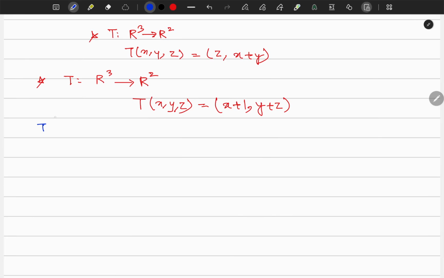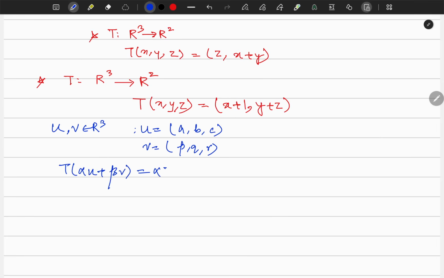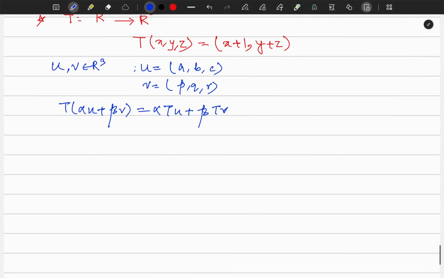T of, take the two elements u and v from the R3. So take u is equal to a, b, c or x1, y1, z1. It is your choice. v is equal to p, q, r. Okay, so that means T of u. Okay, alpha you need because your claim is T of alpha u plus beta v should be equal to alpha T of u plus beta T of v. This alpha and beta are the scalars. This may be 1, 2, whatever. So you have to check whether it is a linear transformation or not.